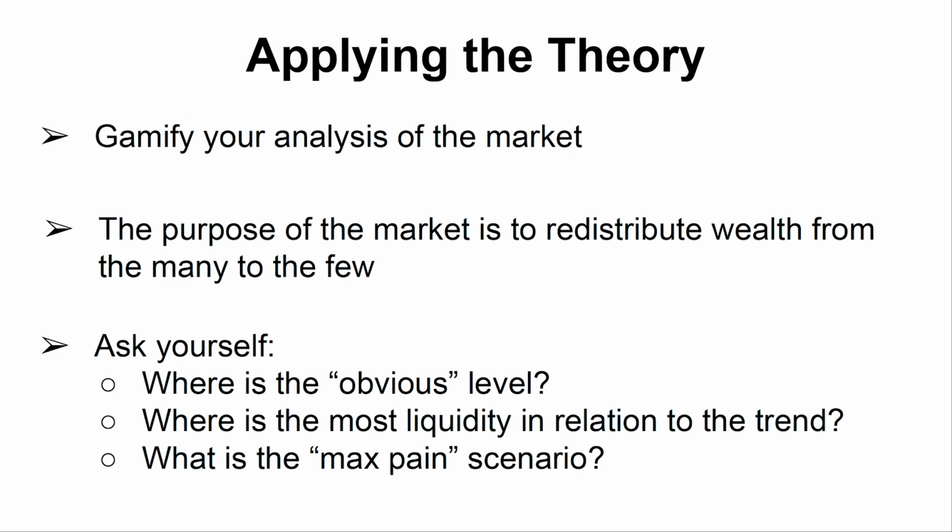It's always a contextual question. The liquidity on an hourly chart will not be the same as a daily chart and vice versa. This is meant to get your mind thinking about possible scenarios. What is the obvious level others might be looking to buy or sell? How might a larger player capitalize on that knowledge? What is the maximum pain scenario?